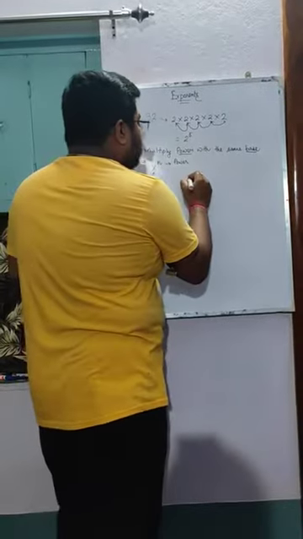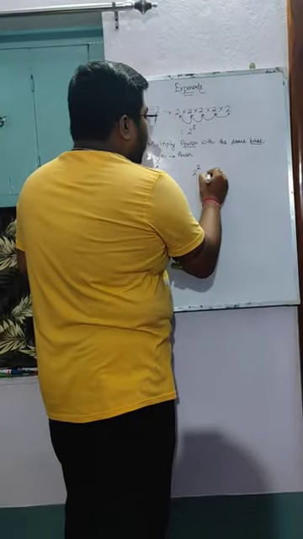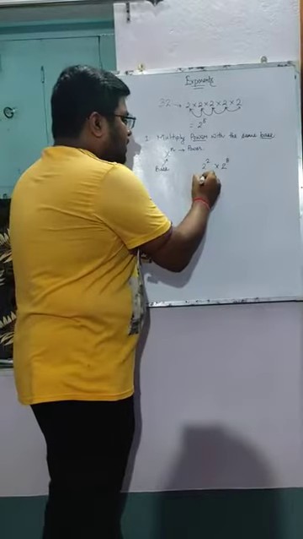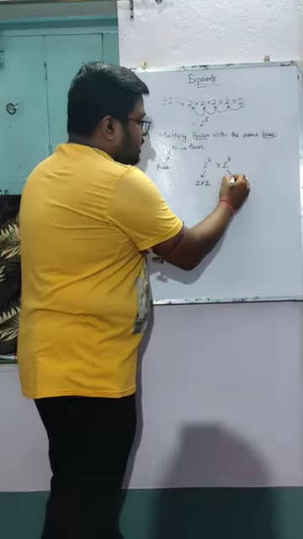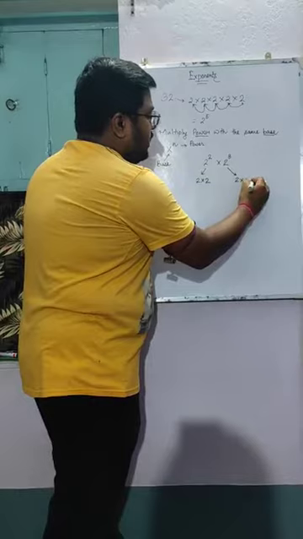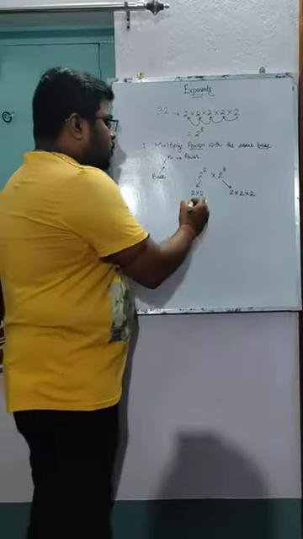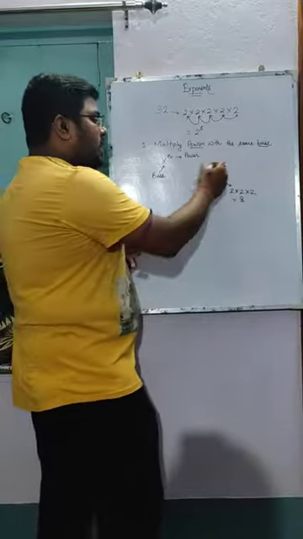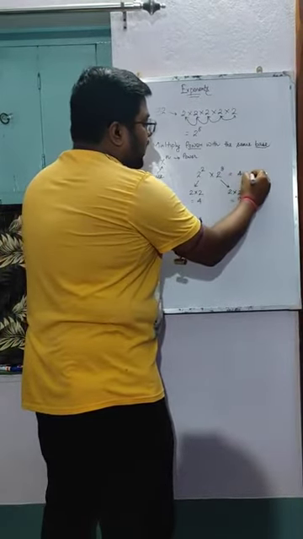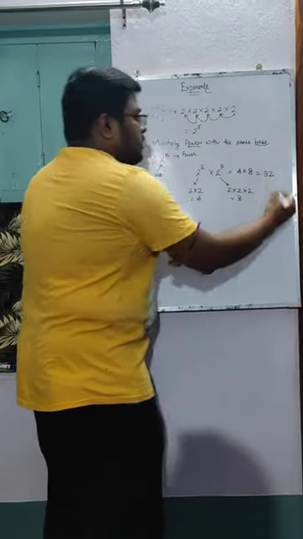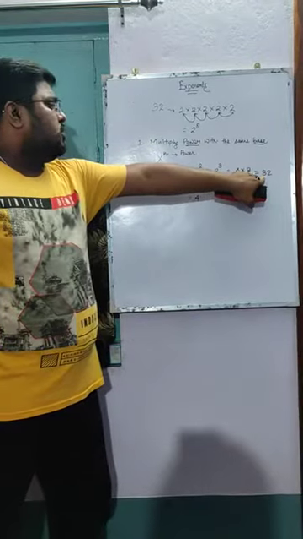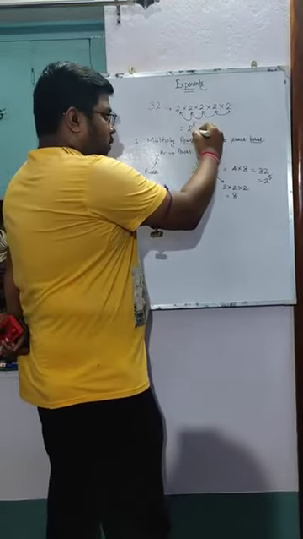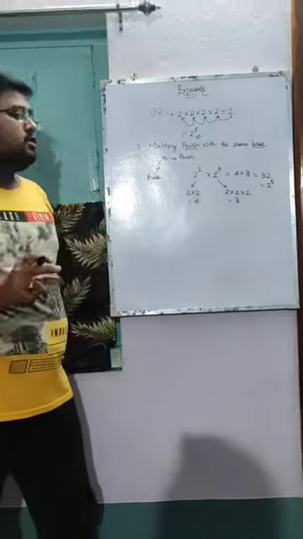Now, take the number 2 raised to 2 multiplied with 2 raised to 3. We can write 2 raised to 2 as 2 into 2, and 2 raised to 3 as 2 into 2 into 2. So, what is the value of that? 2 into 2 is 4 and 2 into 2 into 2 is 8. So, we can write 4 into 8, that is 32. And 32 we can also write as 2 raised to 5, because we saw previously that 32 is equal to 2 raised to 5.